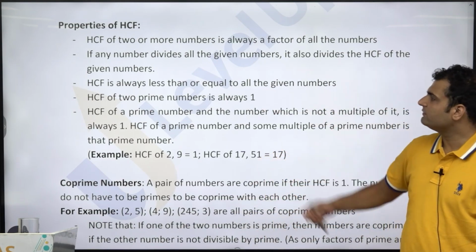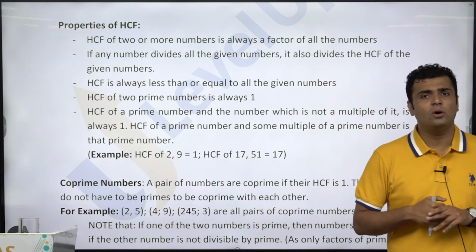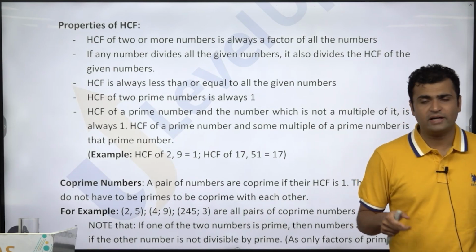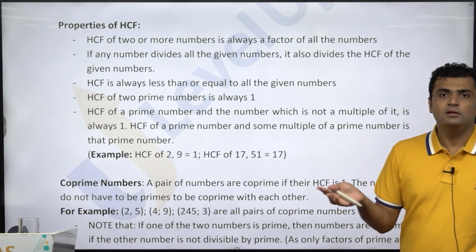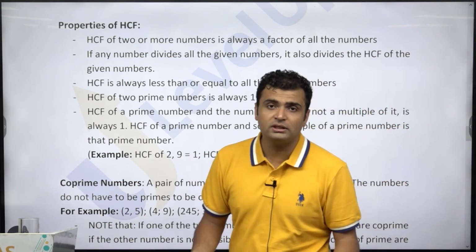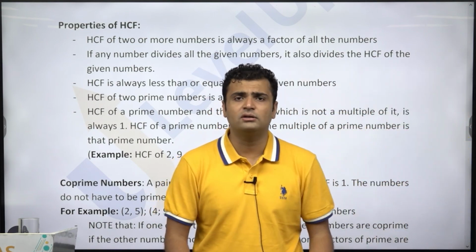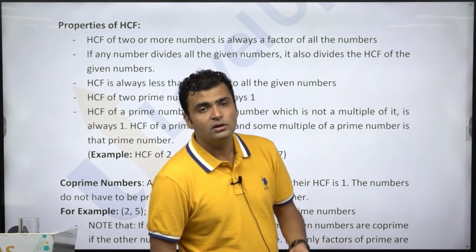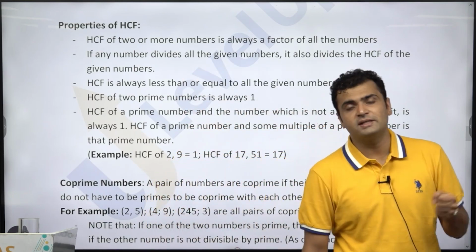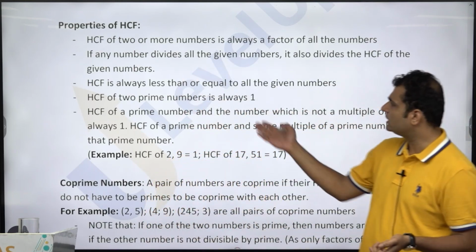Next, HCF is always less than or equal to all the given numbers. A factor cannot be bigger than the number. A factor is like a smaller thing. A factor of a number is always smaller than or equal to the number. So the factor of a number has to be lesser than or equal to the number. It cannot be bigger.